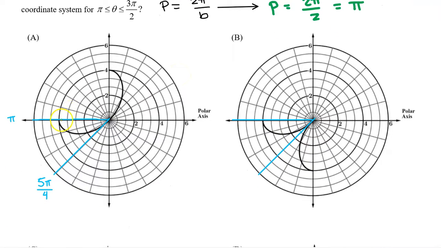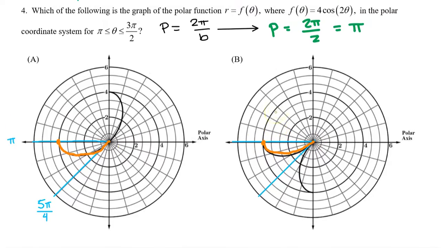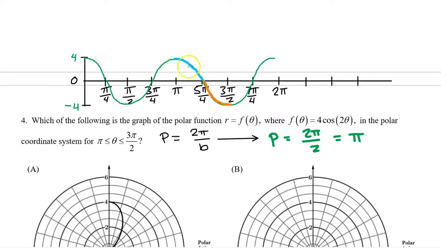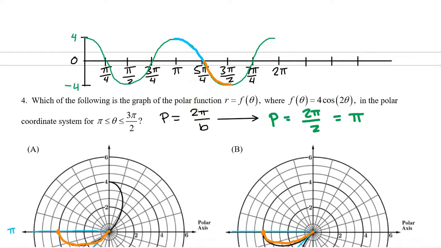So looking at option A, notice that at pi we begin at a maximum distance of 4, and then as we approach 5 pi over 4, the values go to 0. That is the same thing that we see on option B. At pi, we begin at an r value of 4, and then as we rotate towards 5 pi over 4, the r values approach 0. So both of these graphs so far match this blue portion on the rectangular graph.